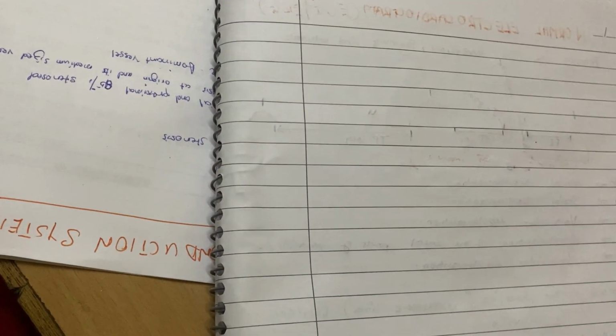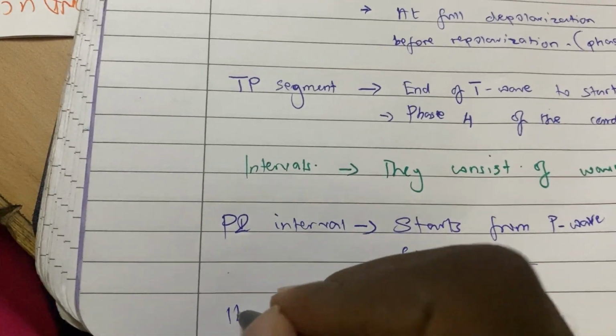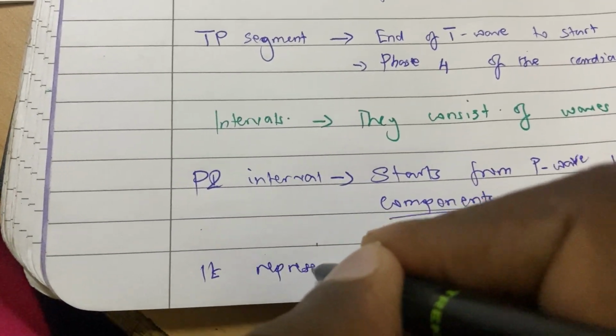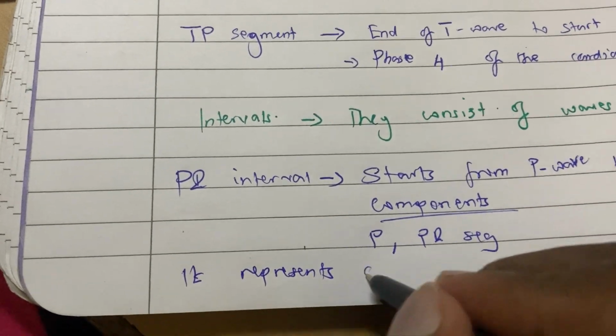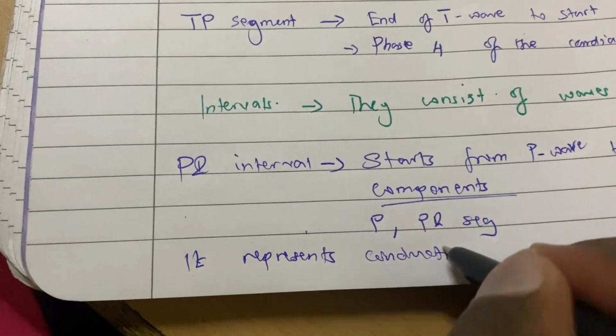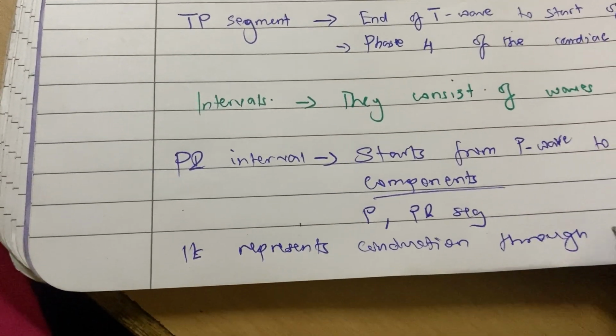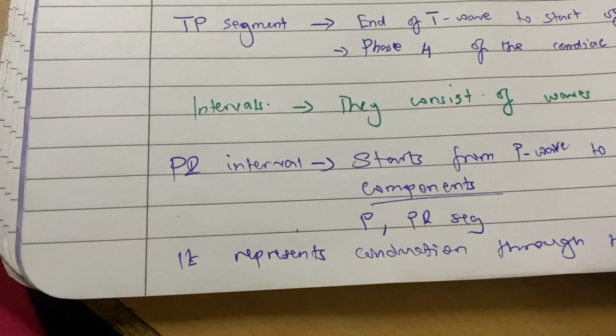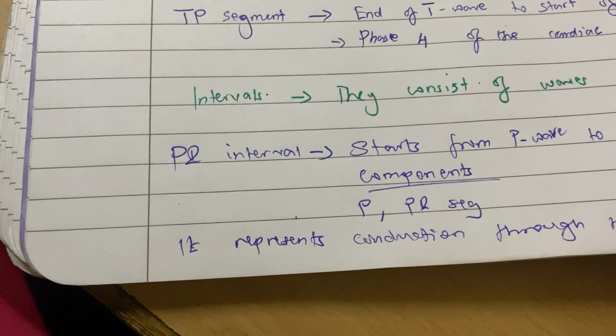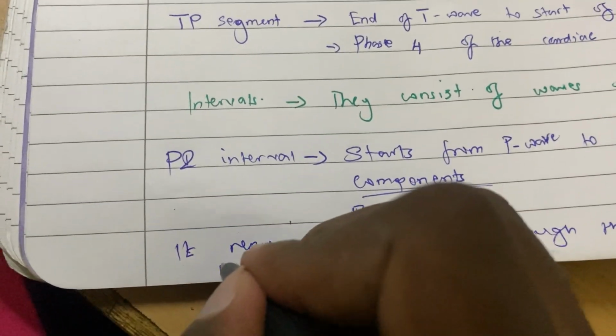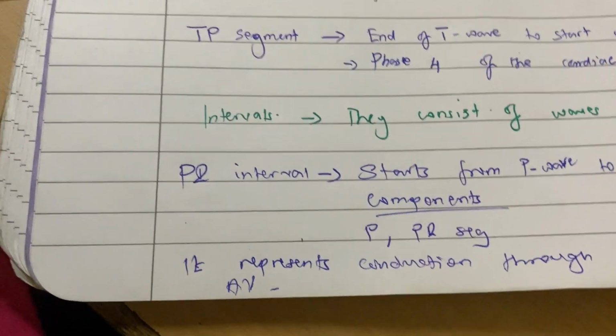And then next interval, again it is for conduction. It represents, again, let's write that one. It represents conduction through the atria and the AV node.